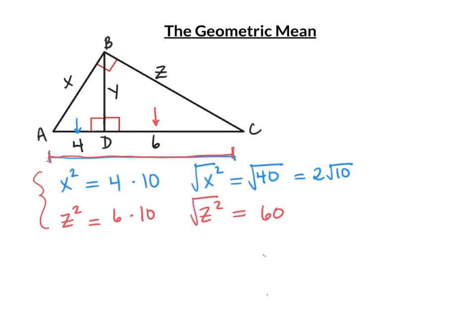I'm going to find the largest perfect square in 60, and it's 4. 4 times 15. I can take the square root of 4. That would be 2. And 2 radical 15, or 2 root 15, is my answer.